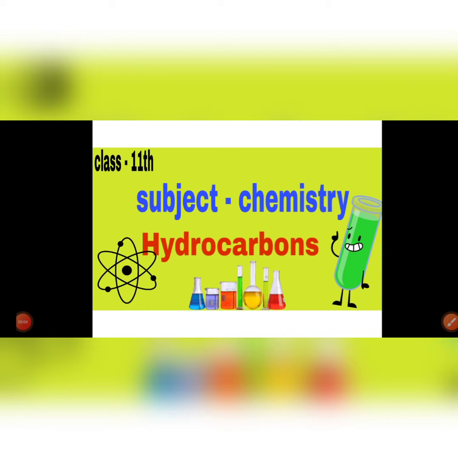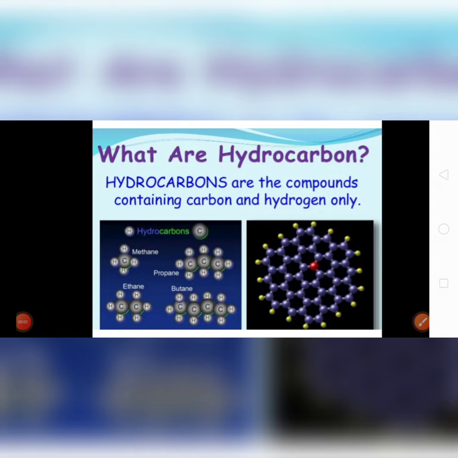In this video lecture we will study Chapter 13 of your NCERT, which is Hydrocarbons. So now let us understand hydrocarbons. Basically, hydrocarbons are compounds containing carbon and hydrogen only. These are obtained mainly from petroleum, natural gas or coal, and these hydrocarbons are a very important source of energy.